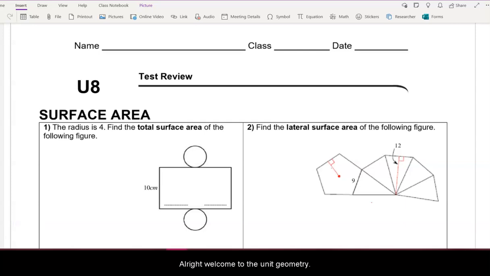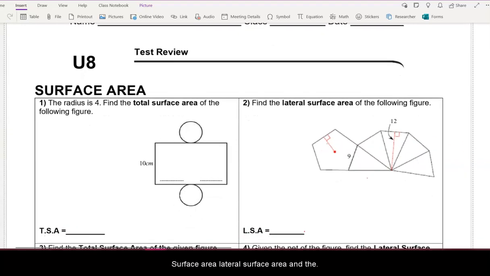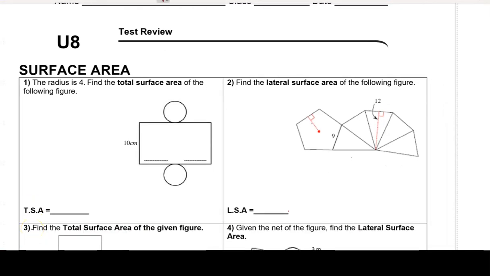All right, welcome to the Unit 8 Geometry Test Review, going over surface area, lateral surface area, and volume. Those are our three topics for our exam. For your exam, you'll be able to use the graphing calculator and the formula sheet, as well as your completed review, all during your exam.